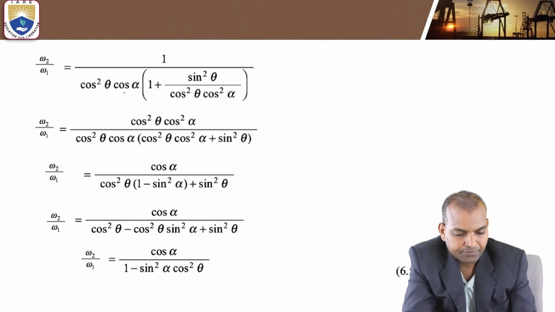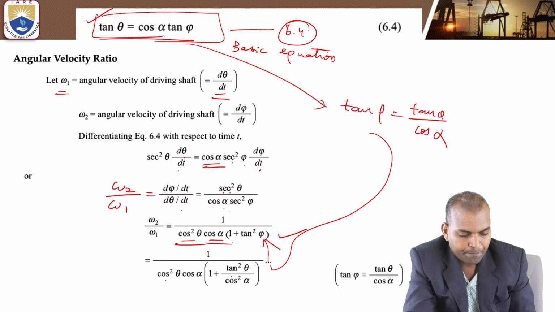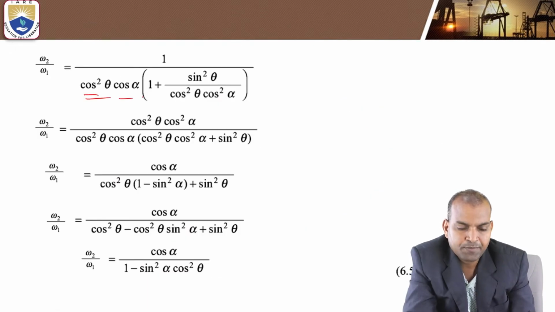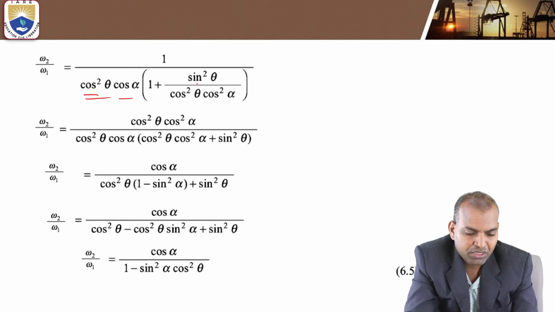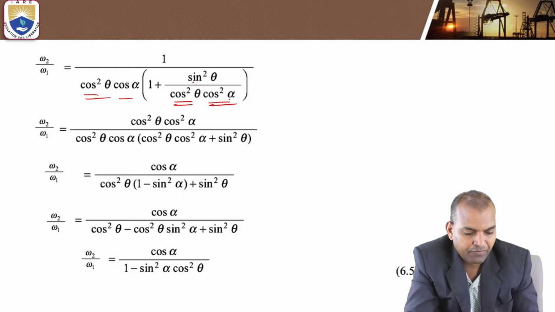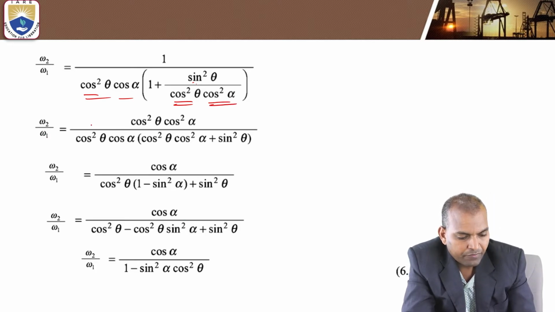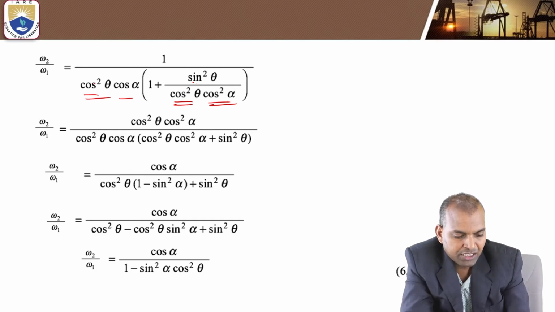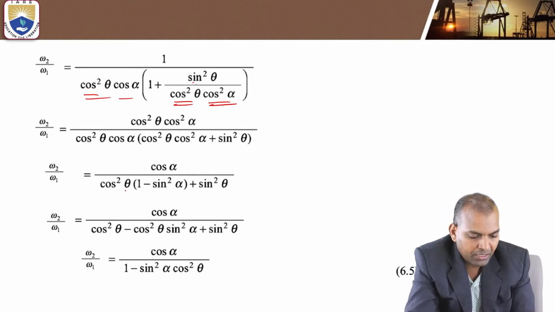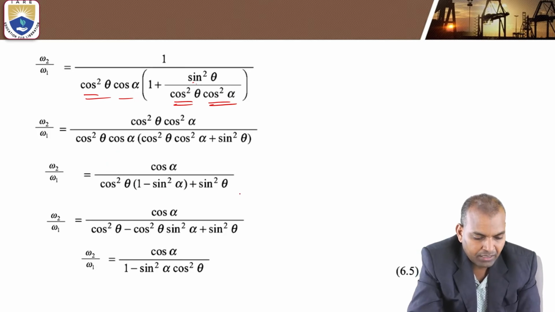For further simplification, tan theta equals sin theta by cos theta, so we can simplify it further. That is 1 by cos square theta, cos alpha times 1 plus sin square theta by cos square theta times cos square alpha. Tan square theta means sin theta by cos theta whole square. Now if you take the LCM, the common factor cos square theta cos alpha will cancel. Then finally cos alpha by cos square theta minus, that is cos alpha, 1 minus sin square alpha plus sin square theta.